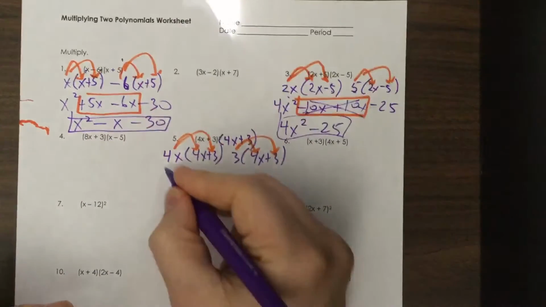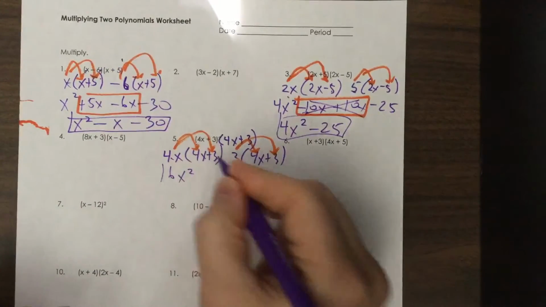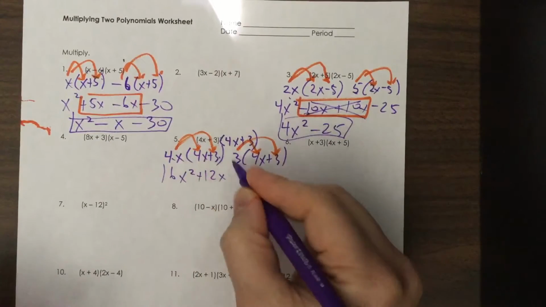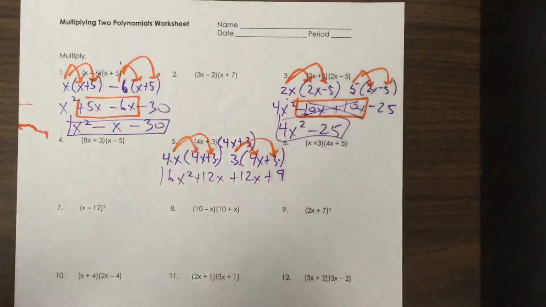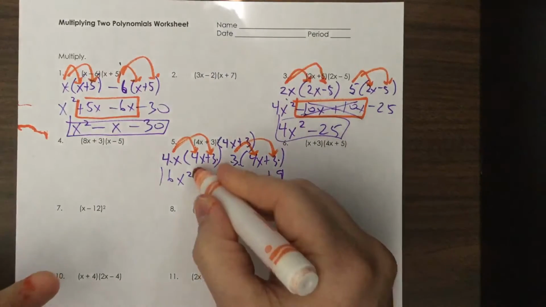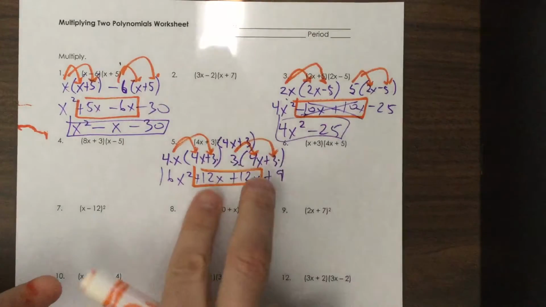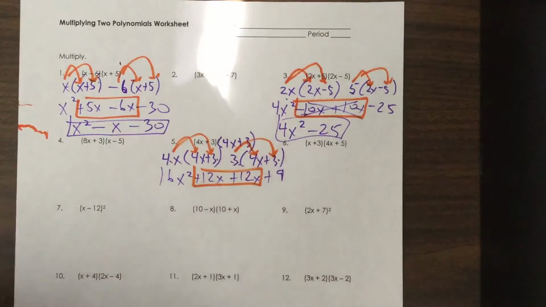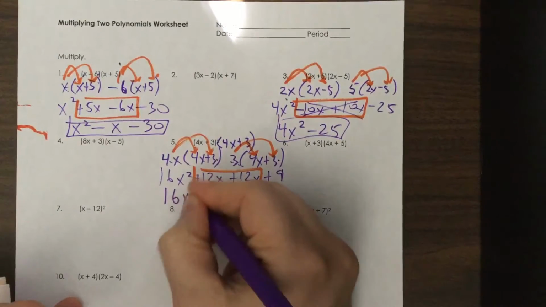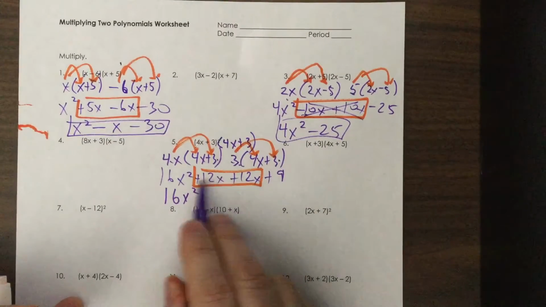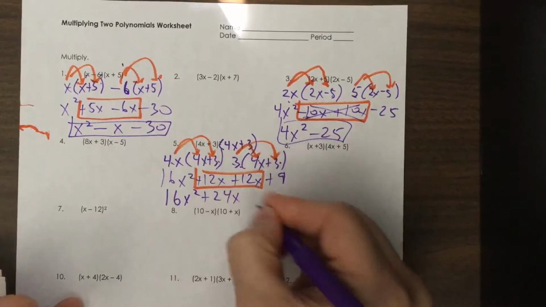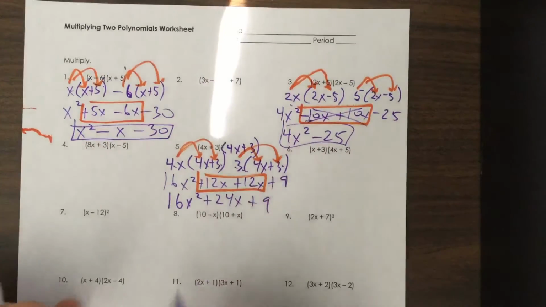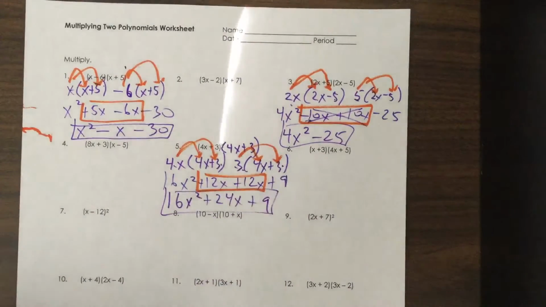4x times 4x is 16x squared. 4x times 3 is 12x. 3 times 4x is 12x. 3 times 3 is 9. This one's kind of a special case as well because you end up getting the same two terms in the middle. It's like the same thing twice. So I end up with 16x squared. The difference is these don't cancel. They're actually the same sign. So I get 24x plus 9. 16x squared plus 24x plus 9.